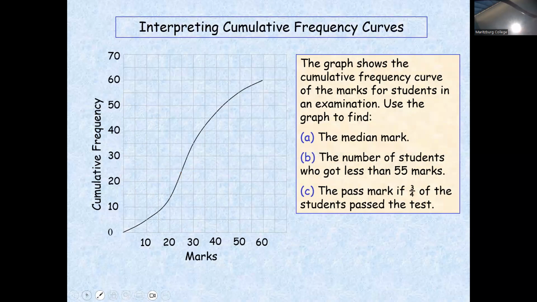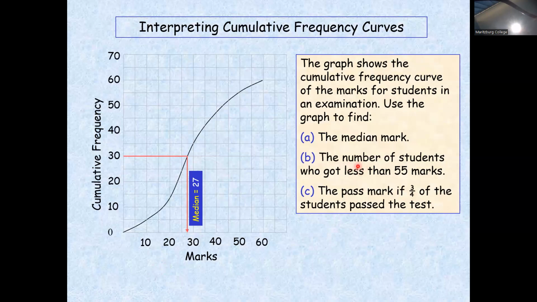So we'll take one more question. And this one says, the graph shows the cumulative frequency curve of the marks for students in an examination. Use the graph to find the median mark. So we look at our Ogive that is given, going up to 60 once again. And to find our median, half of 60 is 30. We'll draw a line at 30 and we'll come straight down. And that'll take us to a median of around 27.